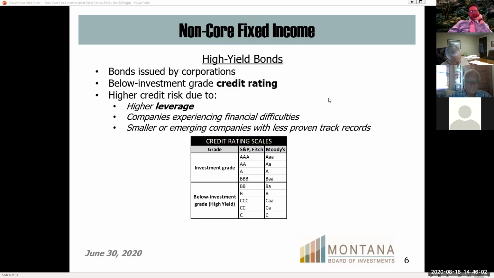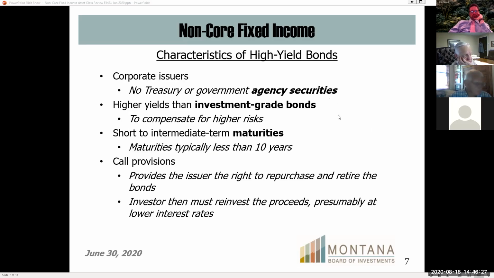High yield bonds have these lower credit ratings due to potentially a number of factors. It can be higher leverage, a company just carries more debt. It can be a company in distress or having financial difficulties, or it can simply be a smaller company or emerging company that has less proven track record. Moving to slide 7.